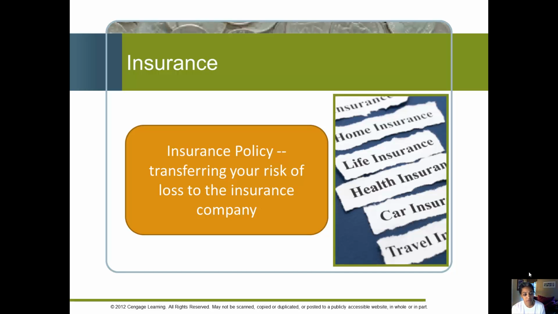Now that we've talked about risk, let's talk about insurance. An insurance policy is a way to transfer your risk of loss to someone else. In this case, it would be the insurance company, because you prefer to avoid risk or prevent risk or mitigate risk, and an insurance company will assume risk.